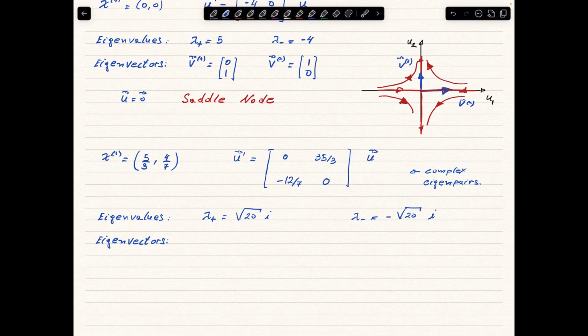Well, the eigenvector v plus, corresponding to lambda plus, is going to be 7/3 in the first component. The second component is going to be the square root of 4/5 multiplied by i. And we know that if this is the eigenvector for lambda plus, the eigenvector for lambda minus is the complex conjugate. So it's going to be 7/3 and then minus the square root of 4/5 multiplied by i.